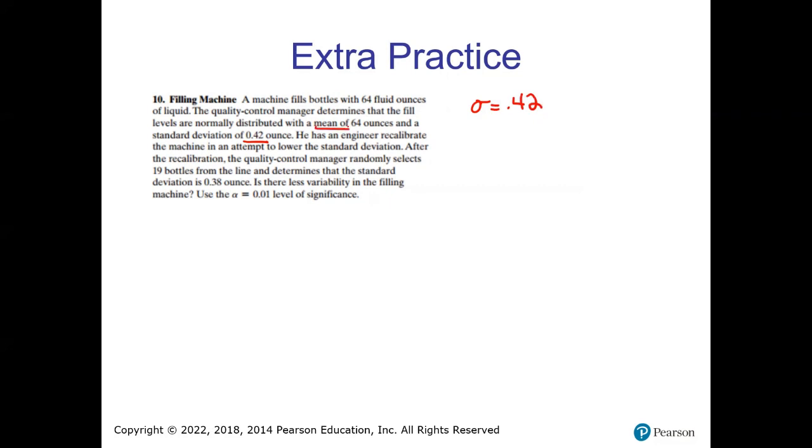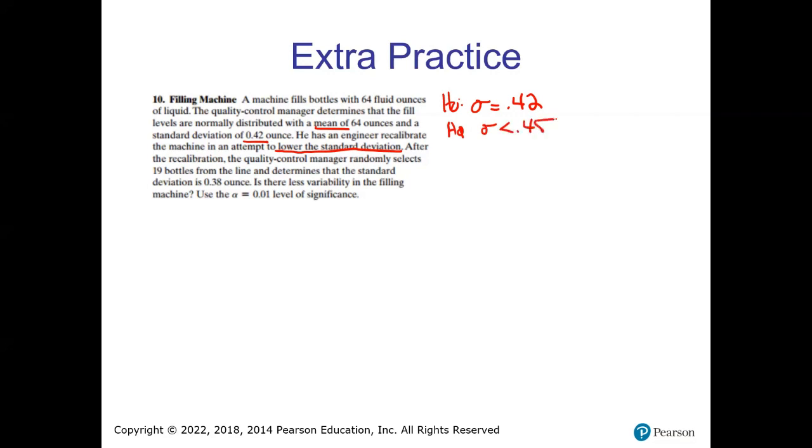And a mean. So as I'm reading this, I don't know which one it is yet, so I have to keep reading. I know we're in this section, so we're using standard deviations, but the next sentence will show you that we're doing that test. He has an engineer recalibrate the machine in an attempt to lower the standard deviation. So that right there is telling you, okay, we are testing standard deviation.